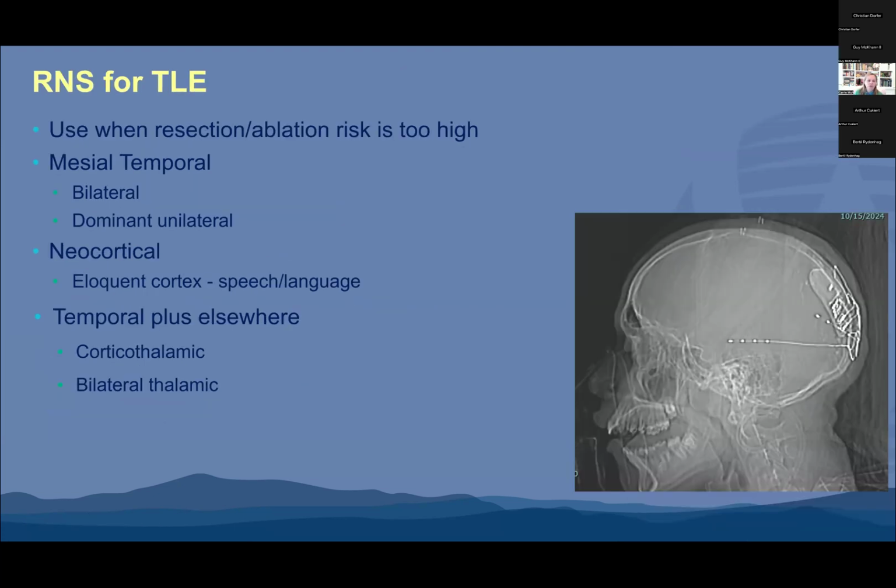If you decide you're going to use RNS for temporal lobe epilepsy, there are a few different patterns of temporal lobe epilepsy that we'll cover. There's the mesial temporal patients, whether it's bilateral or dominant unilateral, meaning they're not a good laser ablation patient because it's eloquent cortex. Or if it's lateral temporal lobe and we think it's in neocortical eloquent cortex. Or if we think they have both temporal lobe epilepsy and seizures potentially starting elsewhere, then we'll consider corticothalamic or other regional coverage.